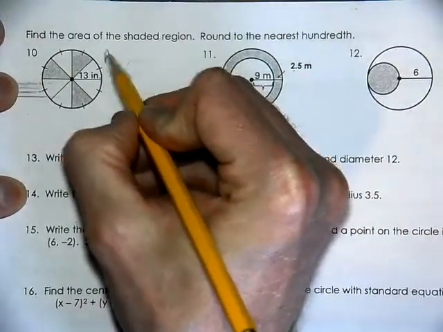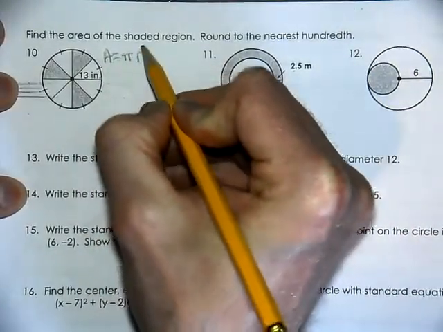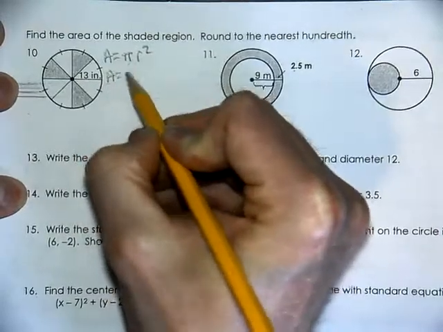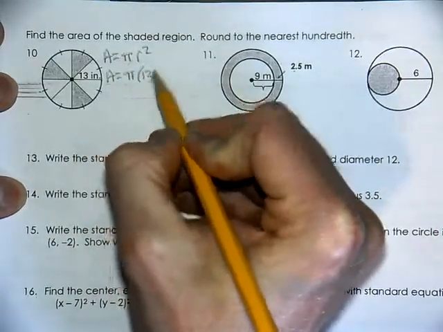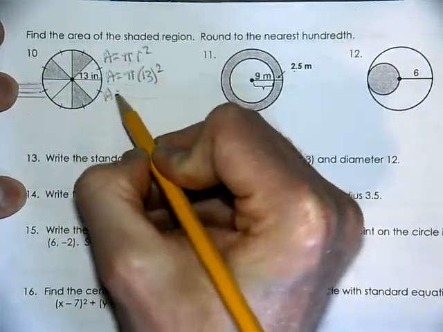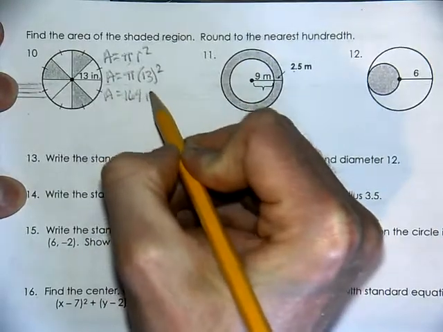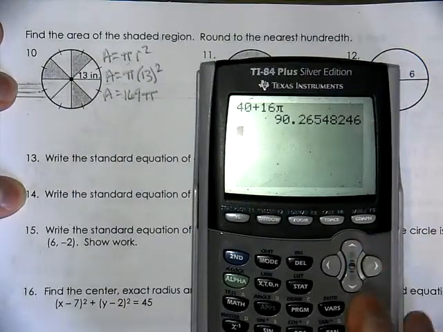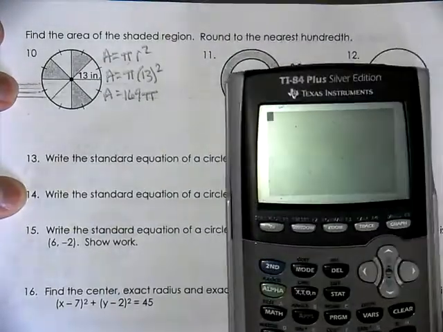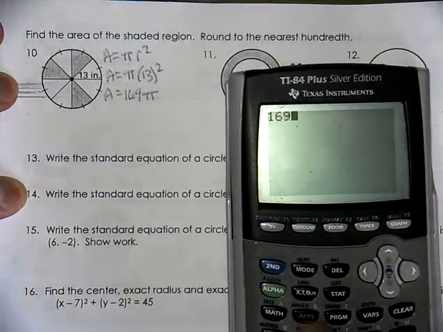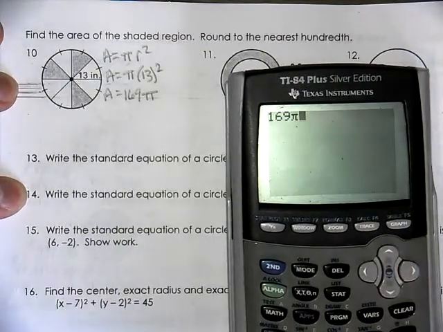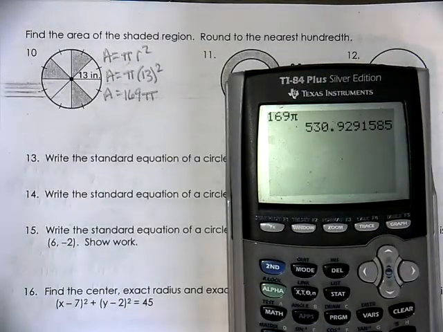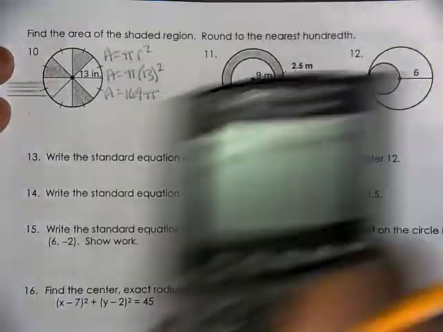So if I knew what the area was, pi r squared, my radius is 13, so that's going to be 169 pi. Well, if I take our 169 pi, I can come up with 530.93.